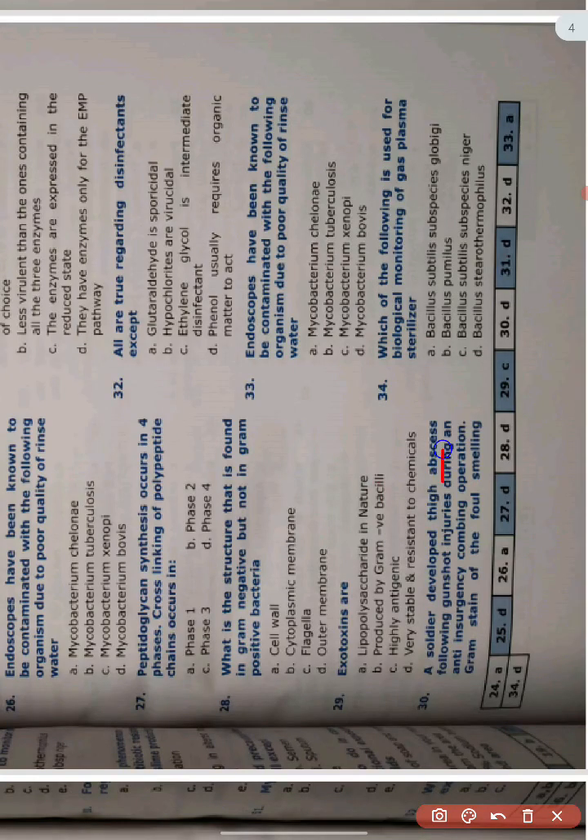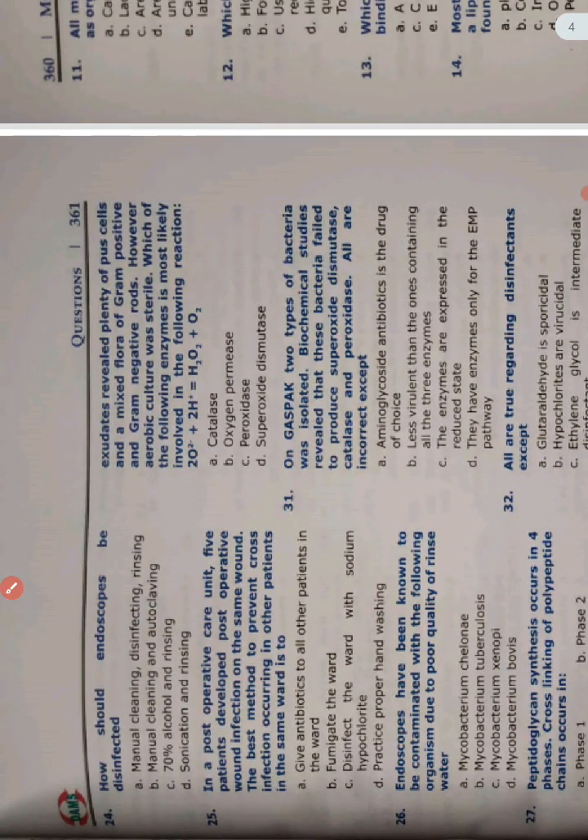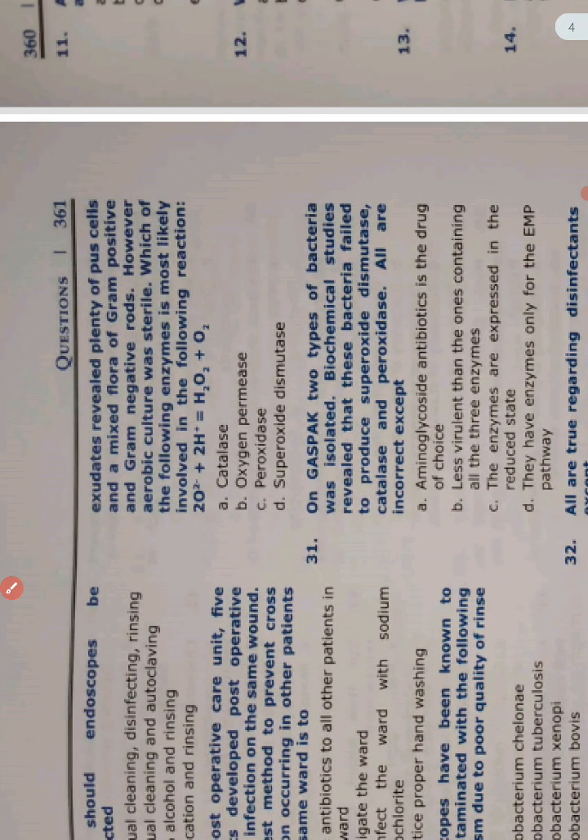A soldier developed thigh abscess following gunshot injuries during an anti-insurgency combing operation. Gram stain of the foul smelling exudate revealed plenty of pus cells and a mixed flora of gram positive, gram negative rods. However, aerobic culture was sterile.